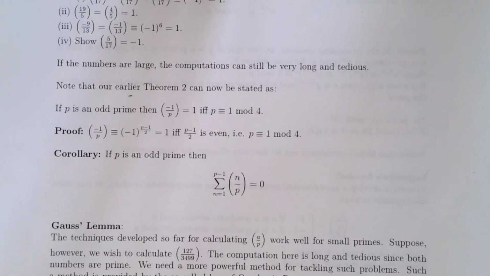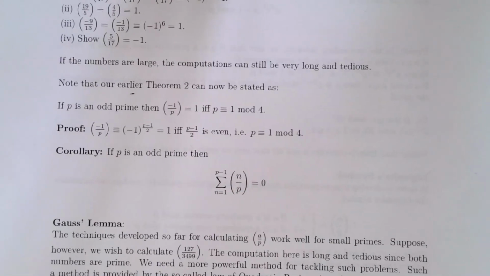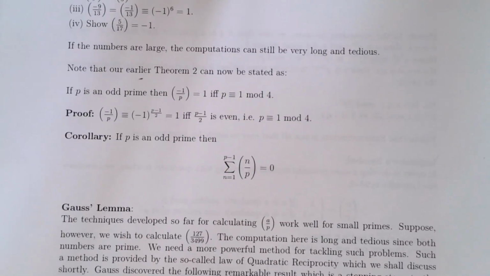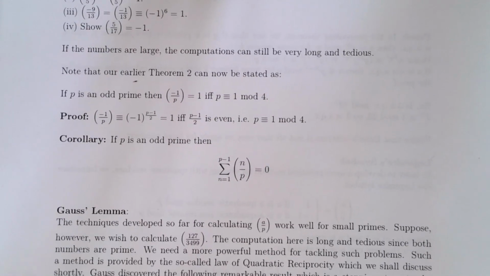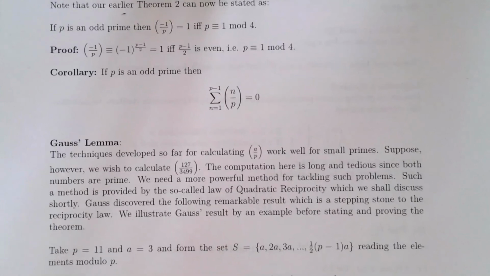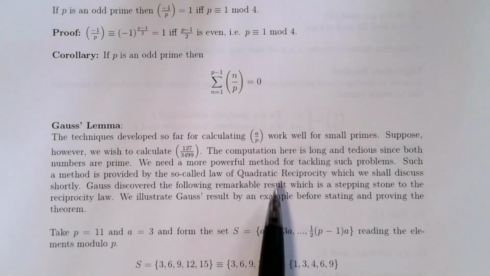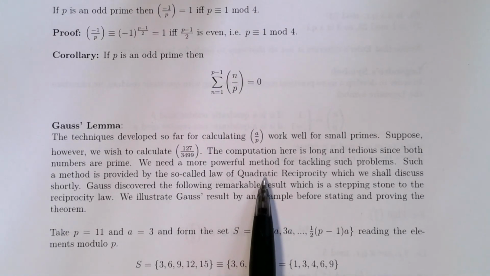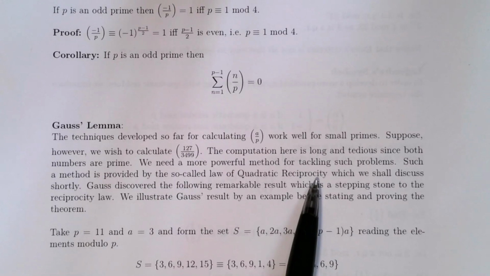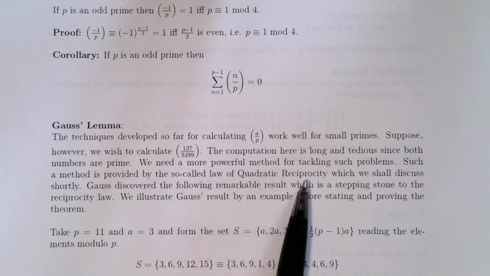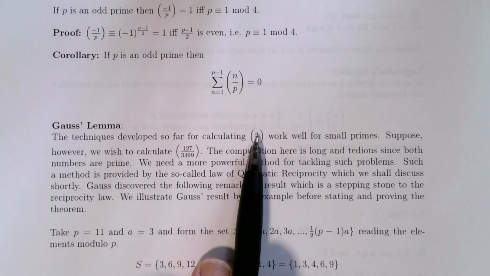Well, in order to get to our main result, which is the quadratic reciprocity theorem, we're going to need to develop what is called Gauss's lemma. Gauss's lemma is a stepping stone to a much more powerful result we're going to get to, called the law of quadratic reciprocity. As well as being a stepping stone, it's also, as we'll see, particularly useful for dealing with the case when a is 2. We'll see what Gauss's lemma says and go through the proof of that in the next video.